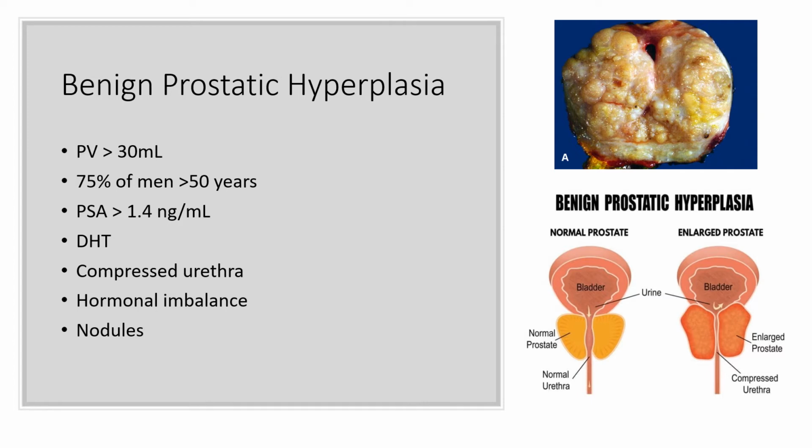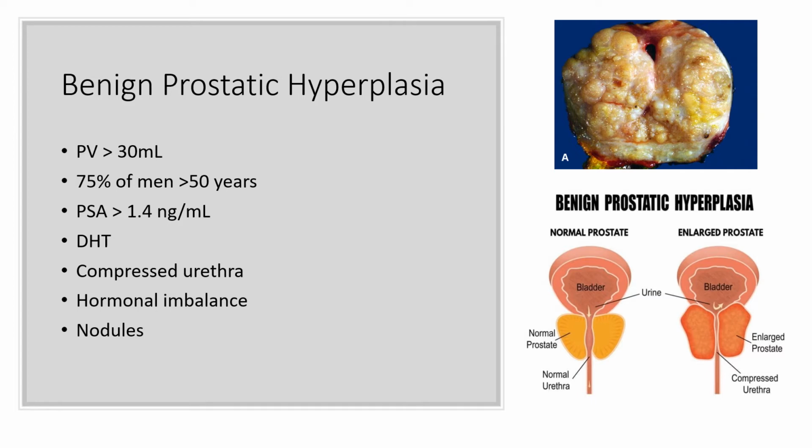So BPH itself is an age-related, non-malignant enlargement of the prostate gland. And it's defined as having a prostate volume, or PV, greater than 30 milliliters. The disease is very, very rare in men under 40 and tends to become symptomatic after the age of 50. And it's actually called hyperplasia because the pathologic changes are marked by hyperplasia, not hypertrophy. So remember, hyperplasia is an increase in the number of cells, not hypertrophy, an increase in the size of cells.